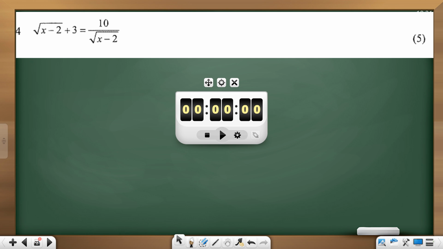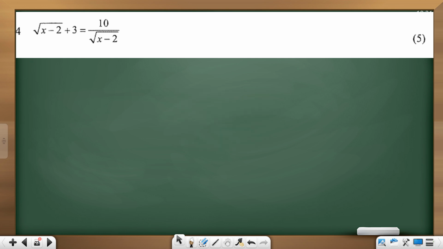All right, time up. So the remaining 30 minutes, I think we should go to simultaneous equation. Let's see. What would I do here? Look, for me, I'll just say let the root of x minus 2 be equal to k. It's just to make it look easy. So k plus 3 equals 2 over k. Already, it's now easy to do.